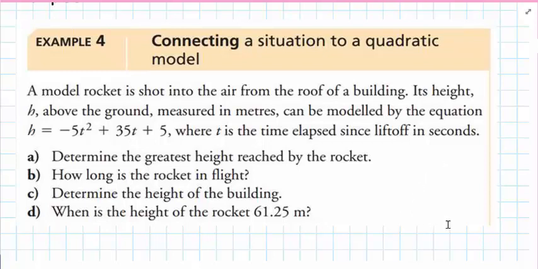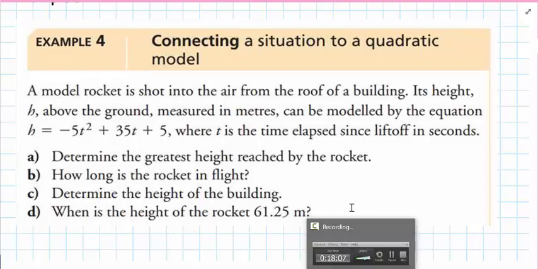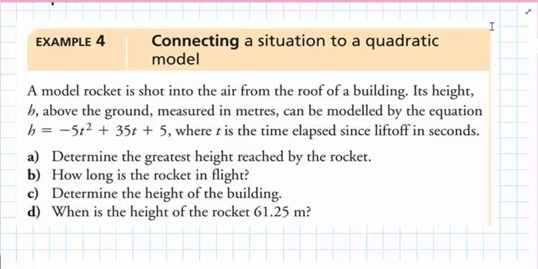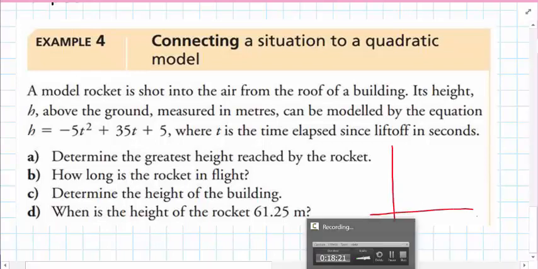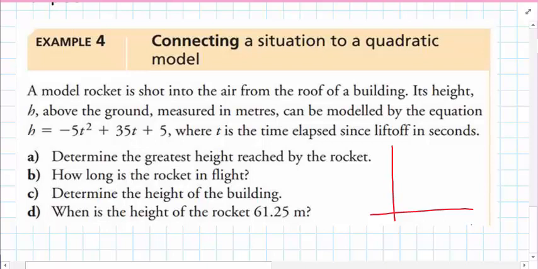Now, I am going to use Desmos to graph this, and I will show you how to find all of these values. However, I do want to get you to think about what this graph should look like somewhat. On the horizontal axis, what is it going to be? It's going to be time, right? On the vertical axis is going to be the height.